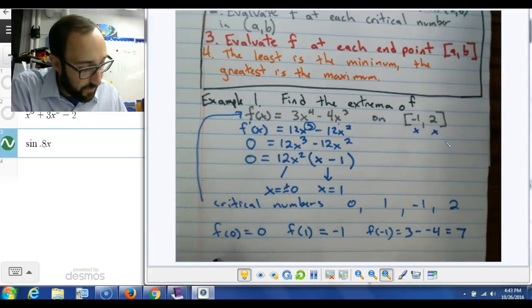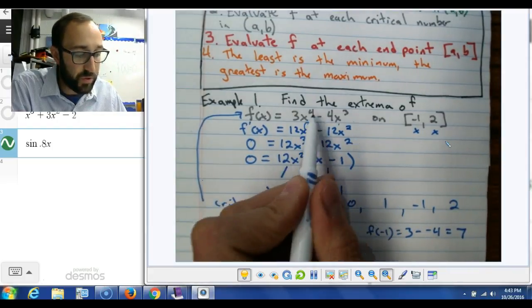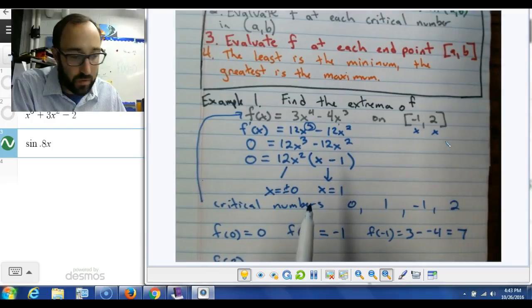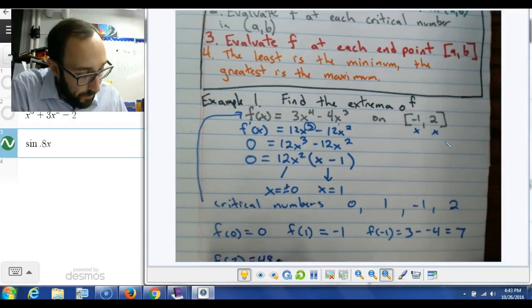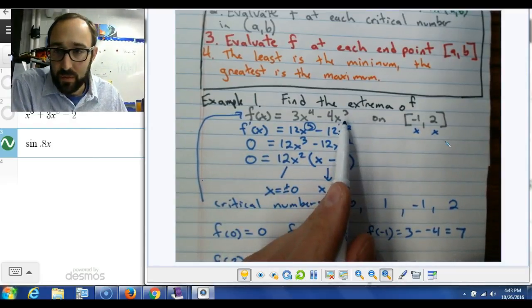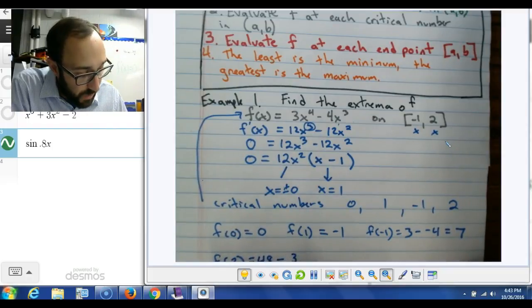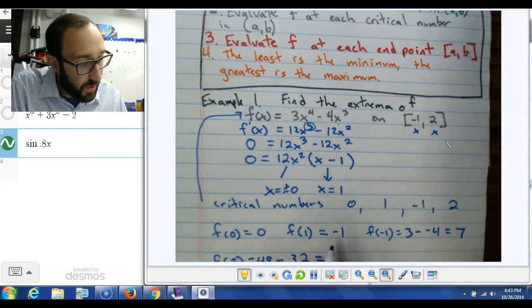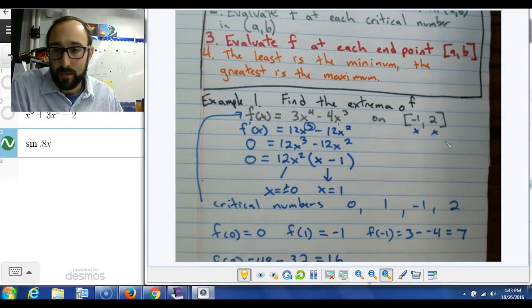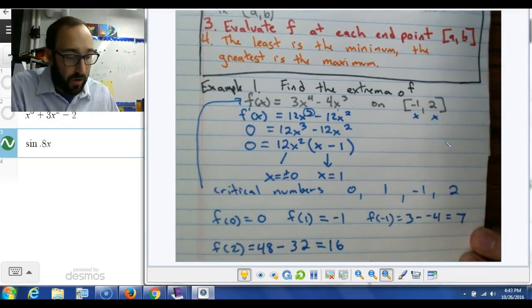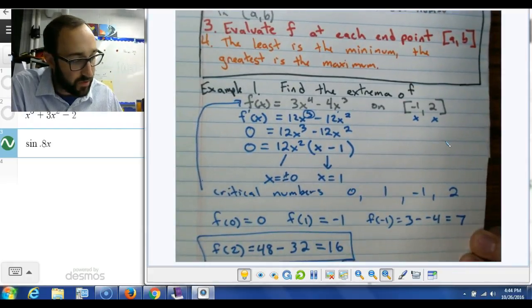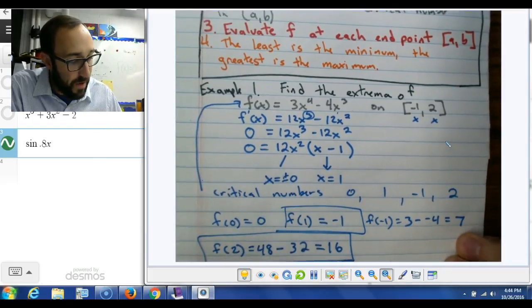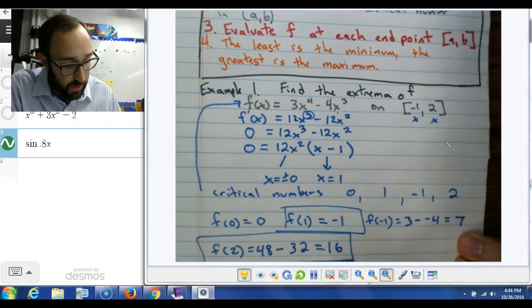And then at f of 2, I put in 2. 2 to the fourth. 2 times 2 is 4, times 2 is 8, times 2 is 16, times 3, 30 plus 18 is 48, minus 2 to the third is 2 times 2 times 2, which is 8, times 4 is 32. And so that's going to be 48 minus 32, 16. There we go. So, what's the greatest of these? Right there. And what's the smallest of these? Right there. So my max equals 16, and my min equals -1.